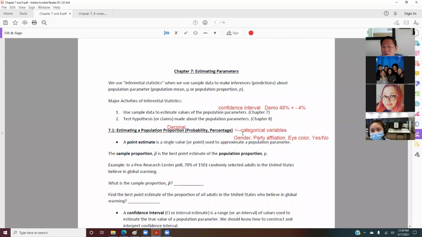But when we talk about 7.2, the population mean, this is a quantitative variable. Can someone give me an example of a quantitative variable? No, the word is quantitative. Anyone?